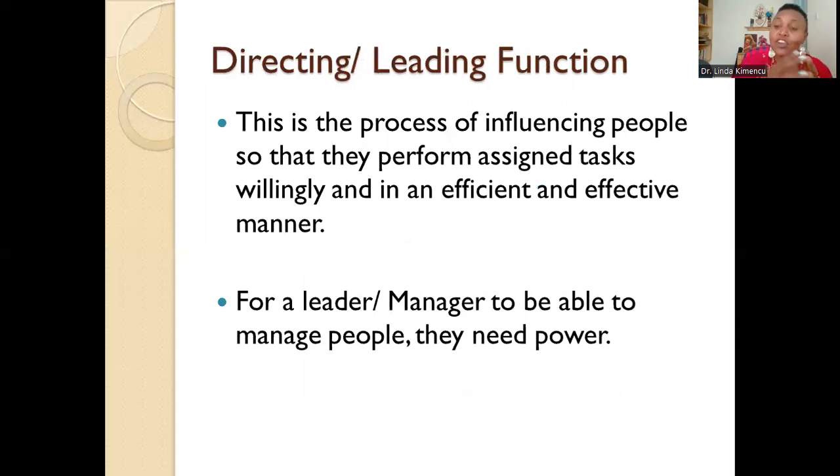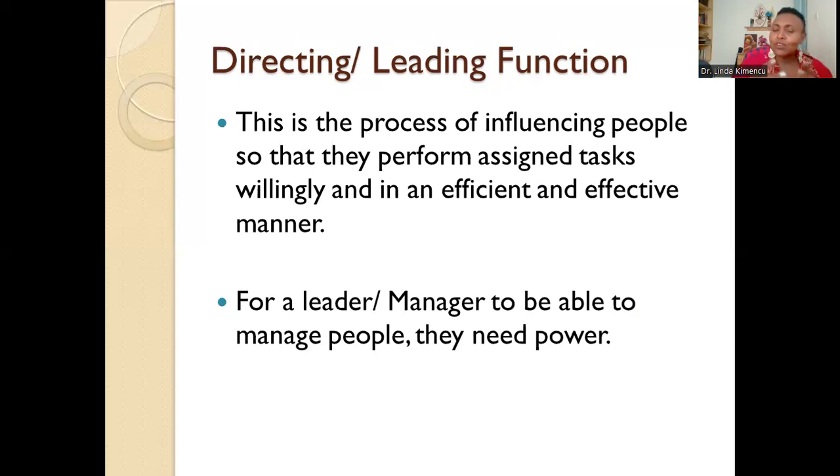Now, the staffing function is highly related to the leading function, because as a human resource manager, or as a manager in general, you really have to ensure that these people you have brought on board can work for you willingly, so that you can achieve the goals and objectives that you set for your organization.